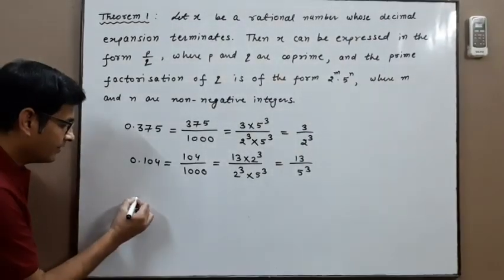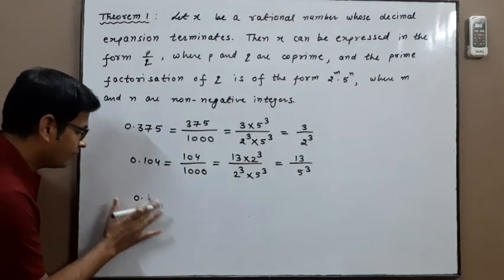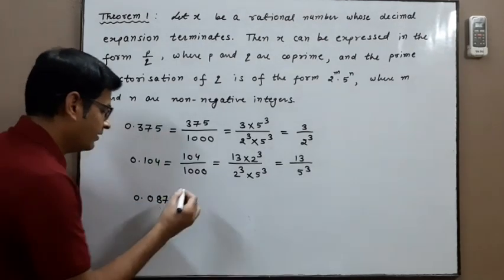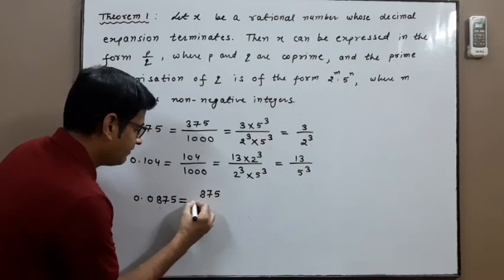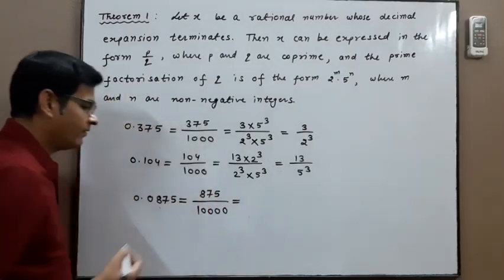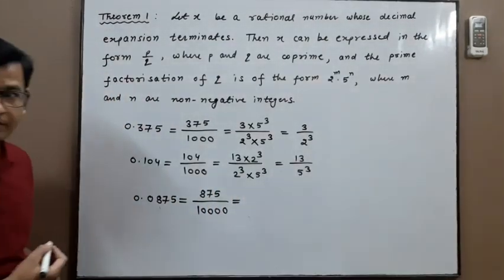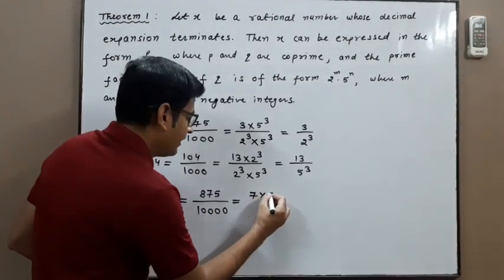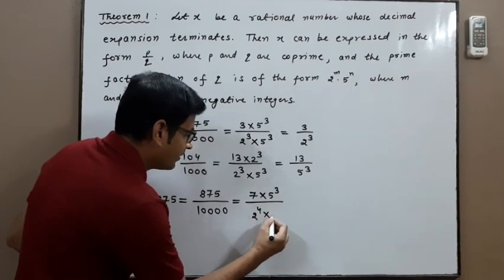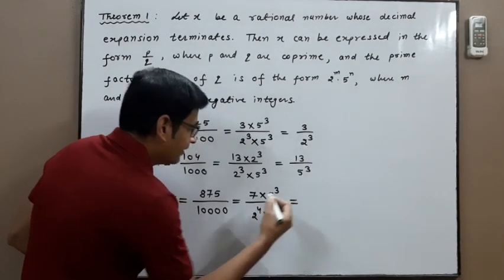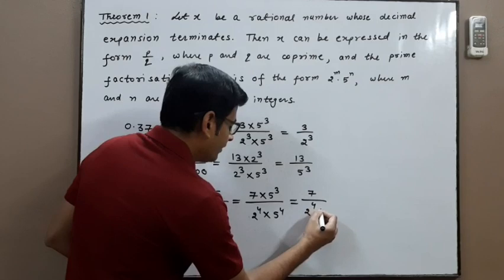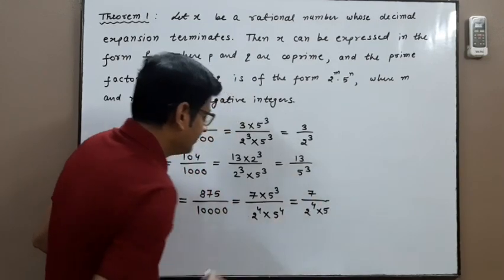Take one more example. 0.0875 we can write as 875 upon 10,000. Now the factors of 875 are 7 into 5 raised to the power 3 and the factors of 10,000 are 2 raised to the power 4 into 5 raised to the power 4. This is equal to 7 upon 2 raised to the power 4 into 5 raised to the power 1.